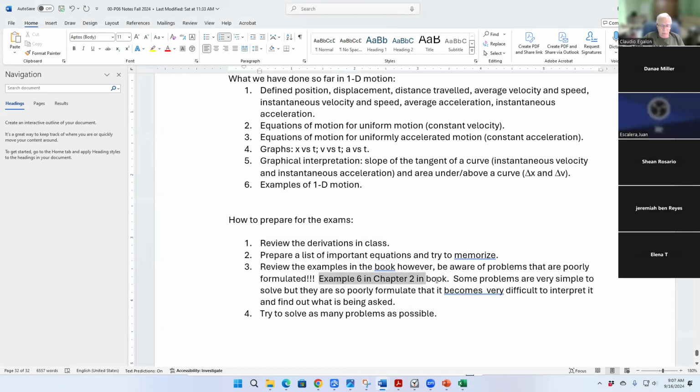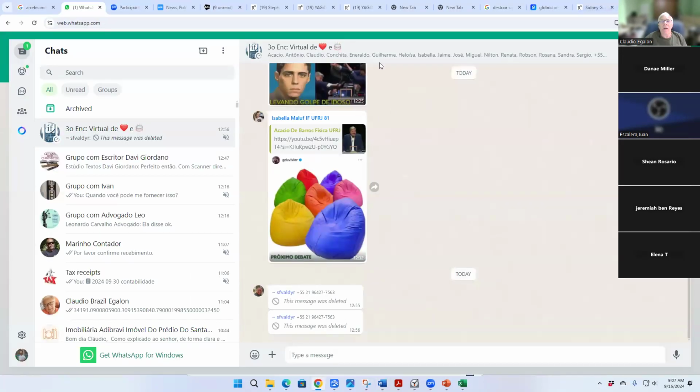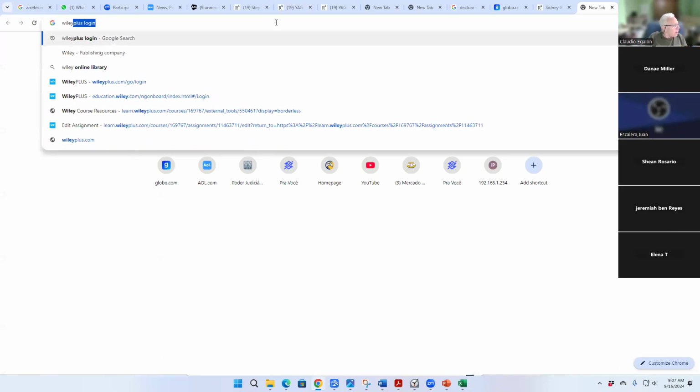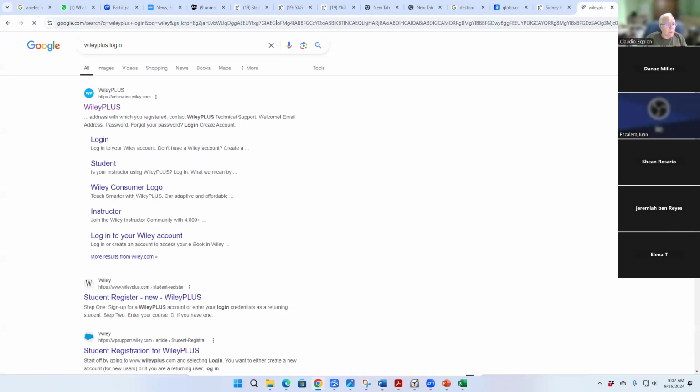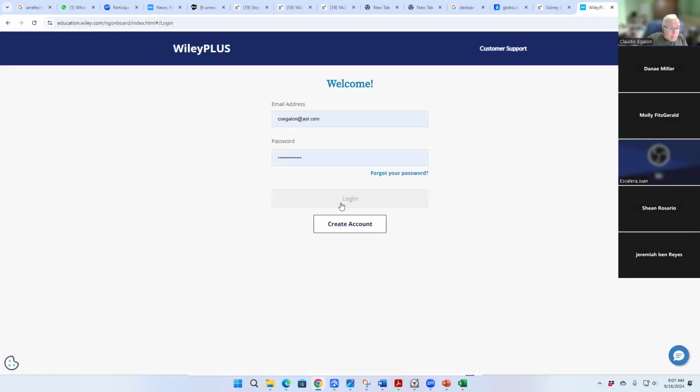This example here too in the book was formulated in such a poor way. All he was asking is how long. Let me make sure this is example 6 in the book. So here you go. Molly, is that example 6 in chapter 2? Do you remember what was the problem we were solving there last time? I think it was 2.6. I think you're correct.